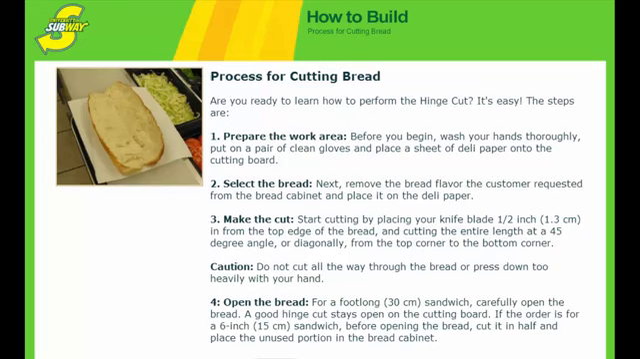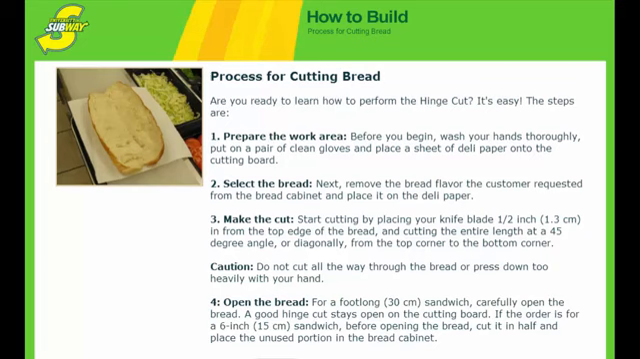2. Select the bread. Next, remove the bread flavor the customer requested from the bread cabinet and place it on the deli paper. 3. Make the cut. Start cutting by placing your knife blade 1/2 inch, 1.3 centimeters in from the top edge of the bread and cutting the length at a 45-degree angle or diagonally from the top corner to the bottom corner. Caution: do not cut all the way through the bread or press down too heavily with your hand.